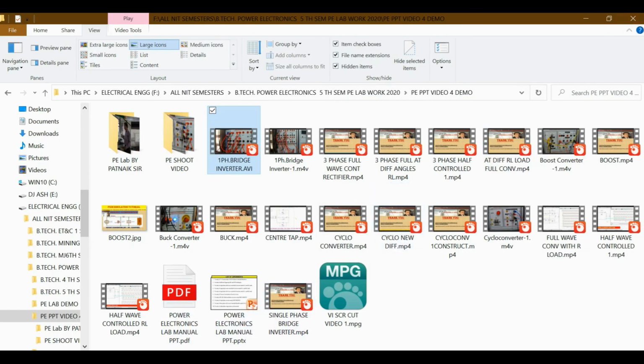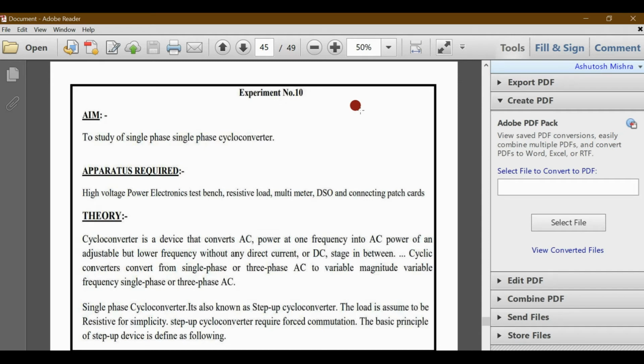Now we will see the next practical, that is cycloconverter. Our aim is to study the single phase cycloconverter. So, apparatus required.